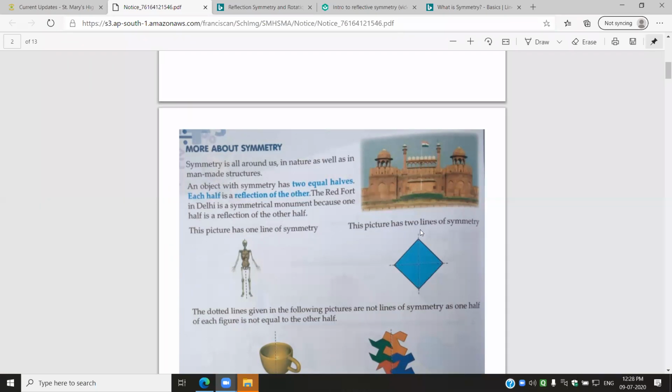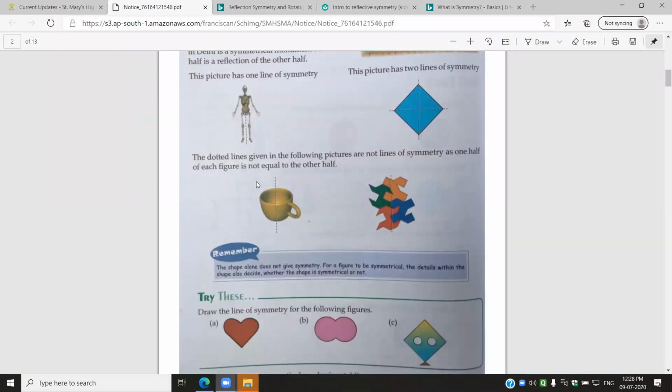This picture has two lines of symmetry. So here you can see another figure, and here two lines of symmetry are drawn, one vertical and one horizontal. The dotted lines given in the following pictures are not lines of symmetry, as one half of each figure is not equal to the other half.